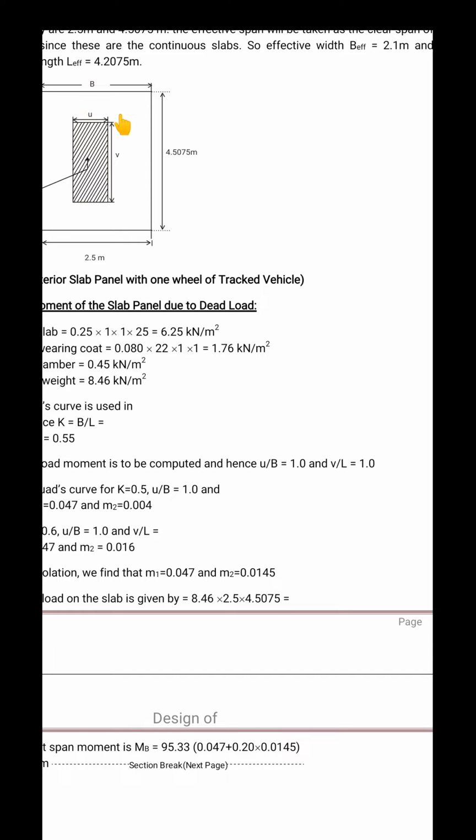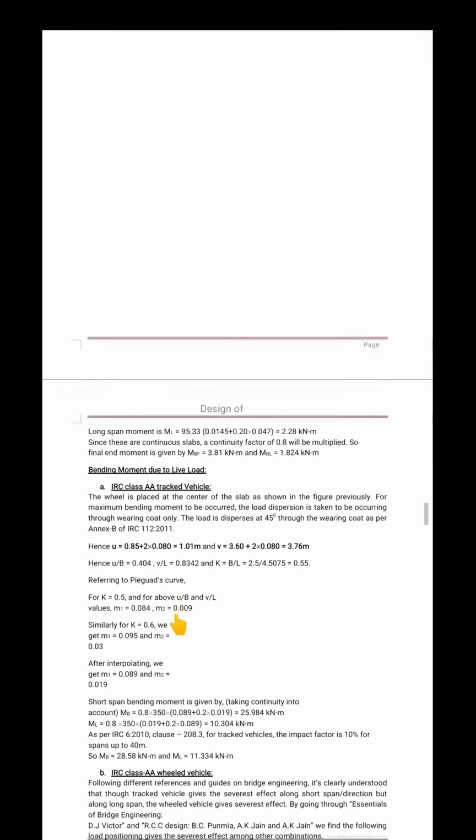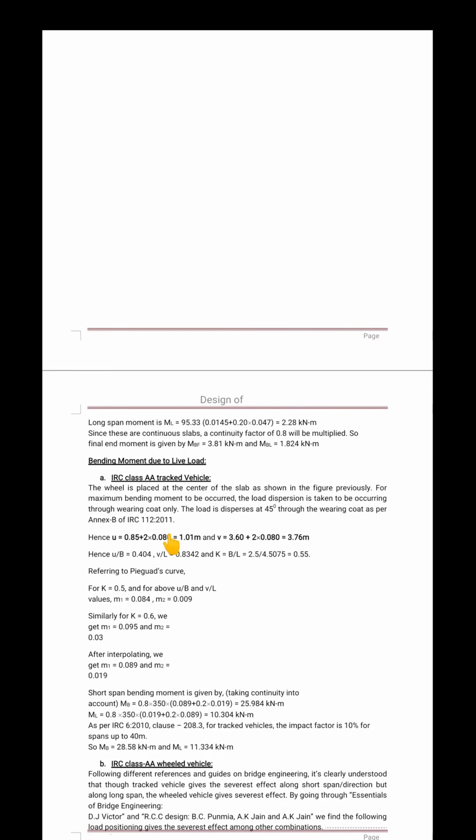The width of the tracked vehicle, and the dispersion will be there through the wearing coat, that is at an angle of 45 degree. So 0.08, the 80 mm dispersion here and 80 mm dispersion here. So the u is equal to what? It is 0.85, the width of the wheel, plus 2 into 0.080.